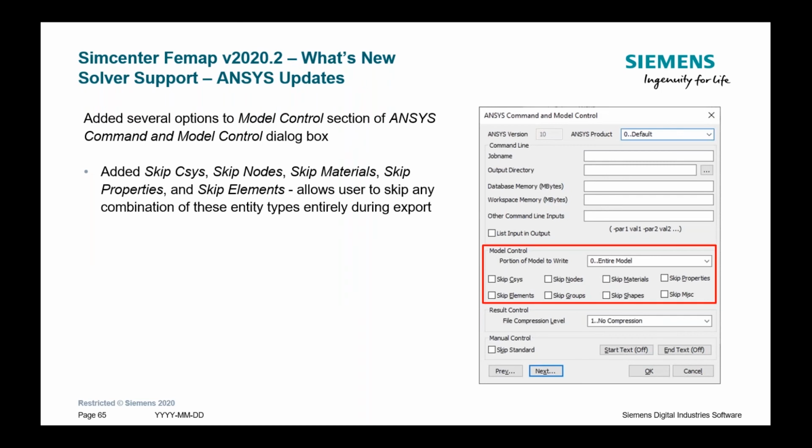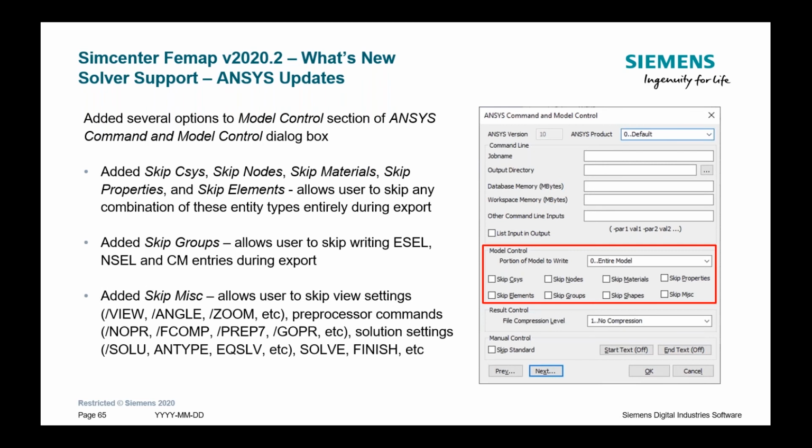For ANSYS, we added some model control. It allows you to skip certain portions of the model when you're exporting to ANSYS: coordinate systems, nodes, materials, properties, elements, groups, or miscellaneous. So if for some reason you are writing out your ANSYS file and you don't want any of the solver commands or view settings, preprocessor commands, etc., you can just choose skip MISC, and it won't send that stuff out for you.